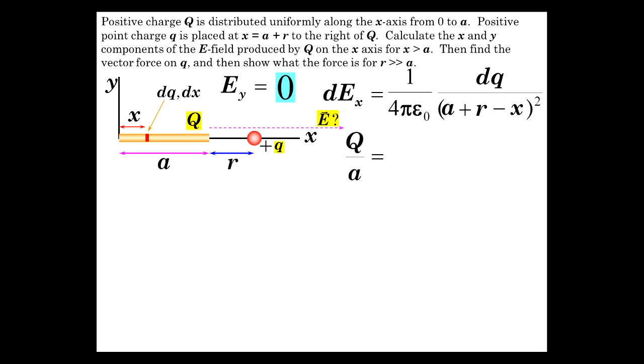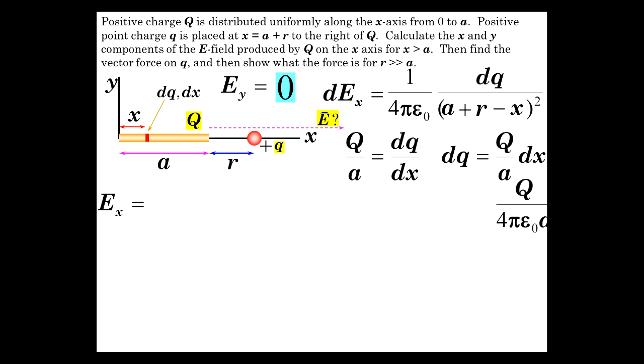So we square that. Now, q over a, the total amount of charge divided by the total length, is also dq over dx. So we can convert dq to dx. dq is q over a dx. Hopefully that didn't send you for a loop. This ratio, total charge over total length, is differential charge over differential length. It should be pretty logical, I think.